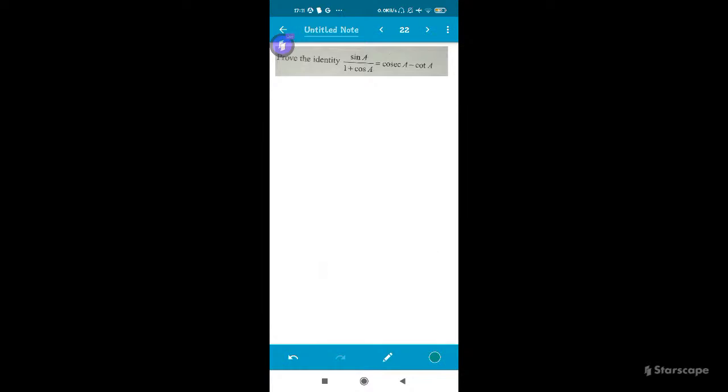So as soon as we understood it, let's begin. Alright. So our LHS is sin A by 1 plus cos A. So we saw that we have to multiply it with 1 minus cos A in order to get sin square A in the denominator. So 1 minus cos A will be multiplied both in the numerator as well as in the denominator. So sin A is multiplying with 1 minus cos A, and in the denominator we saw that it will be 1 minus cos square A.